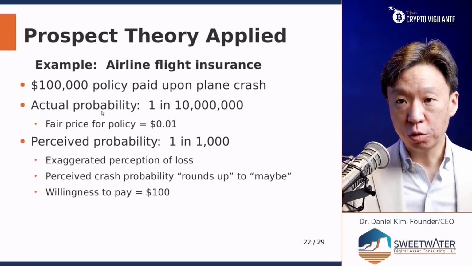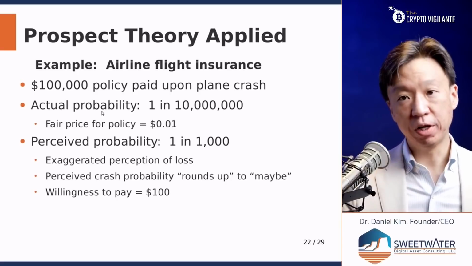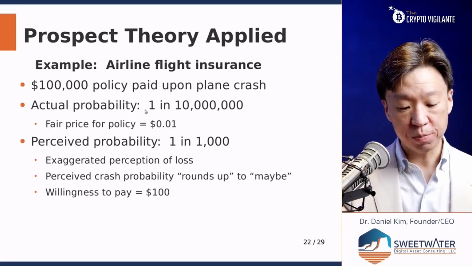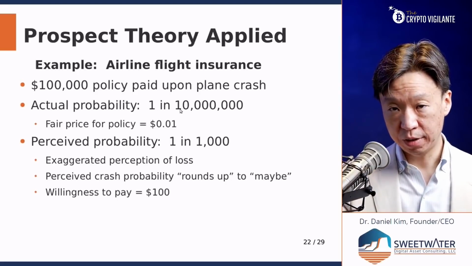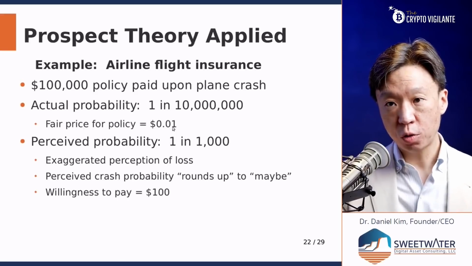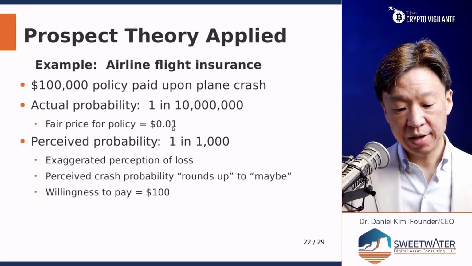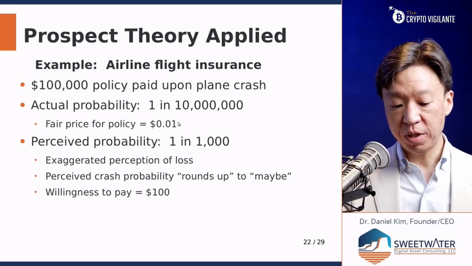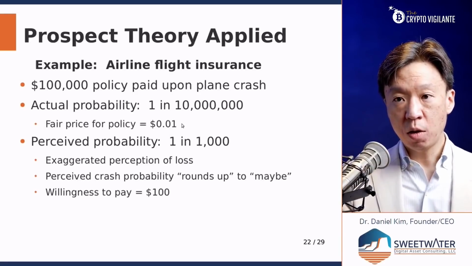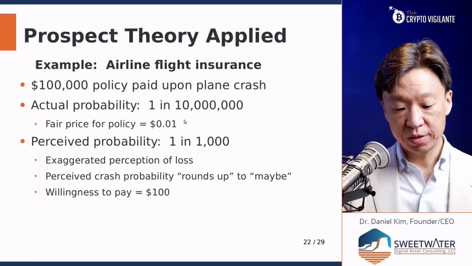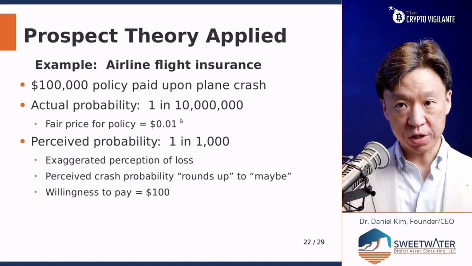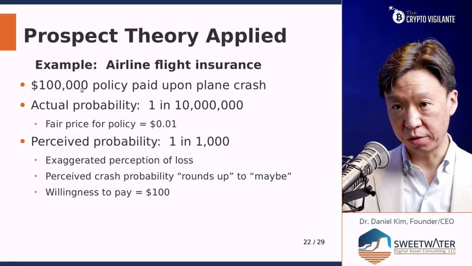What is the actual probability of that happening? Well, of course, you know it's going to be very, very small. It's about 1 in 10 million. Let's say you charge 1 penny for that insurance policy as the insurance company. That means 10 million times people are going to pay a penny. One of those times out of the 10 million, somebody's going to crash, and you as the insurance company are going to have to pay out the $100,000.